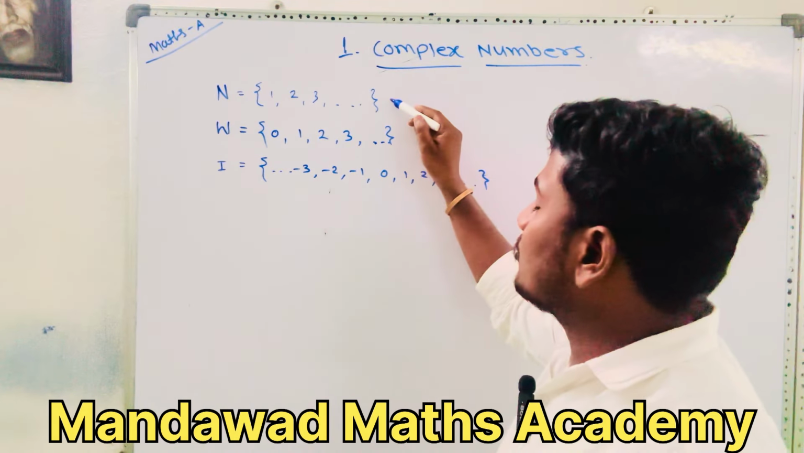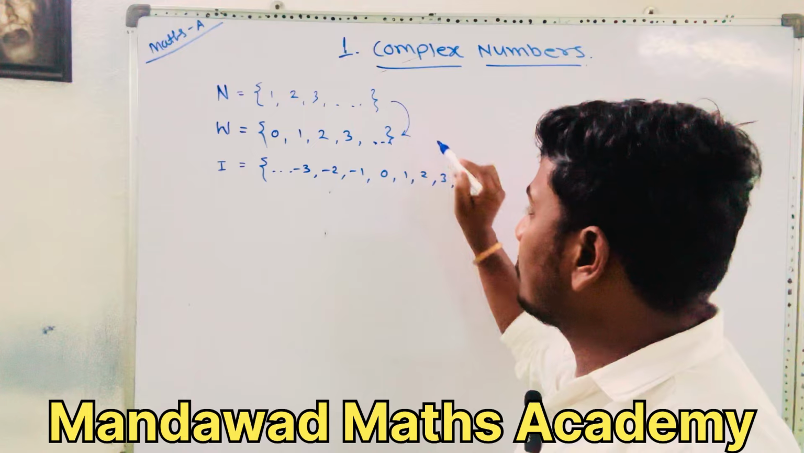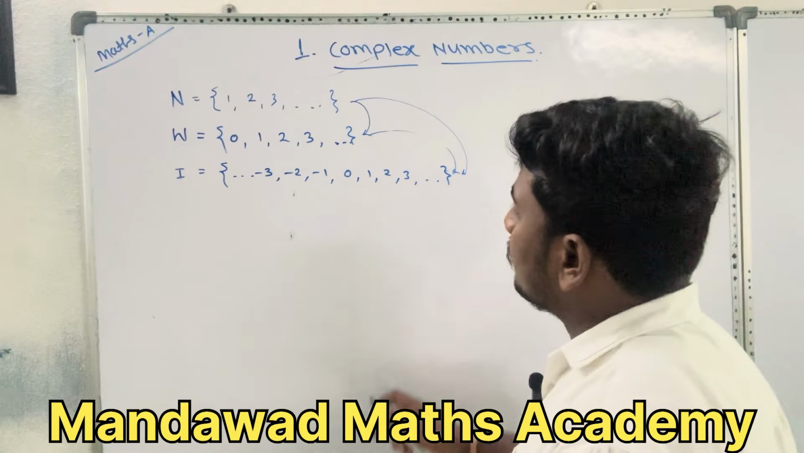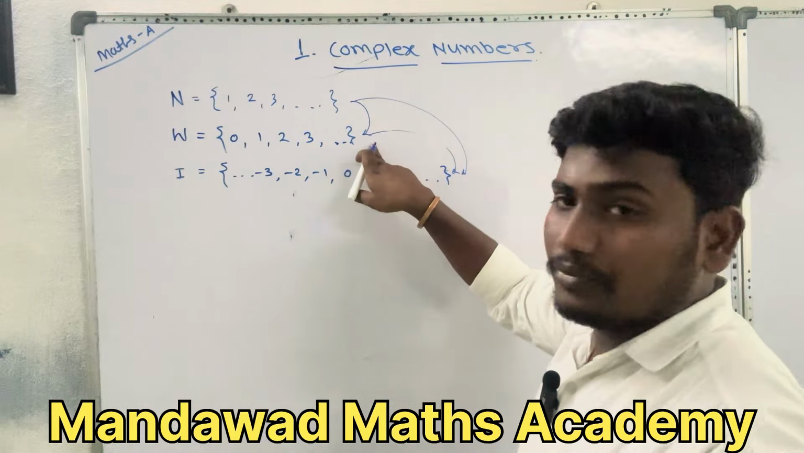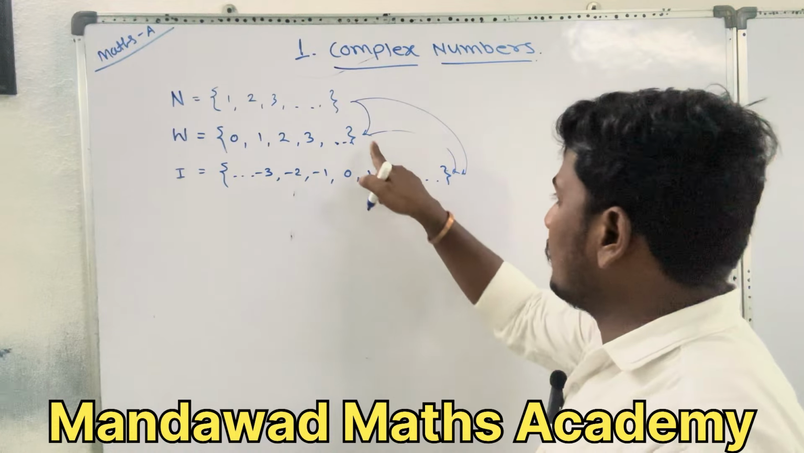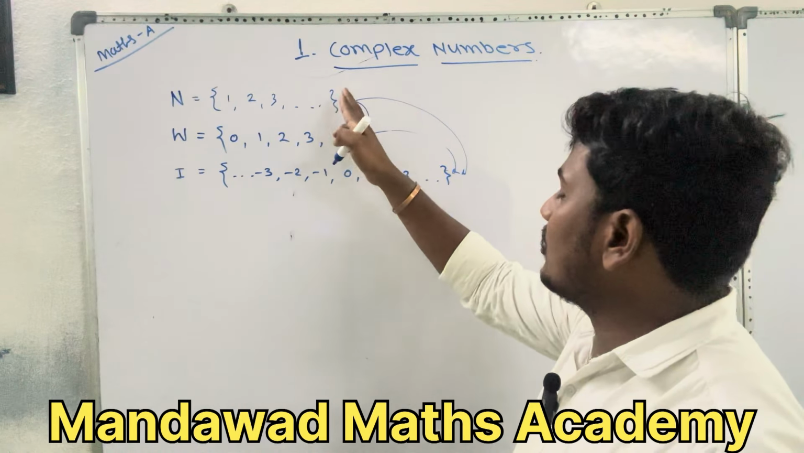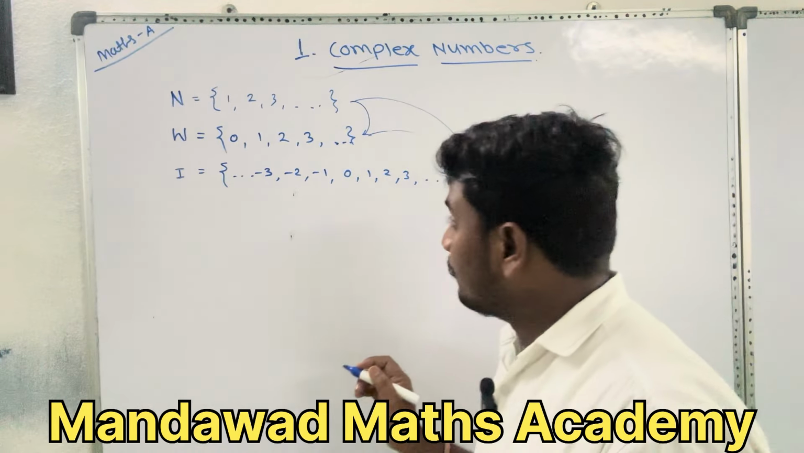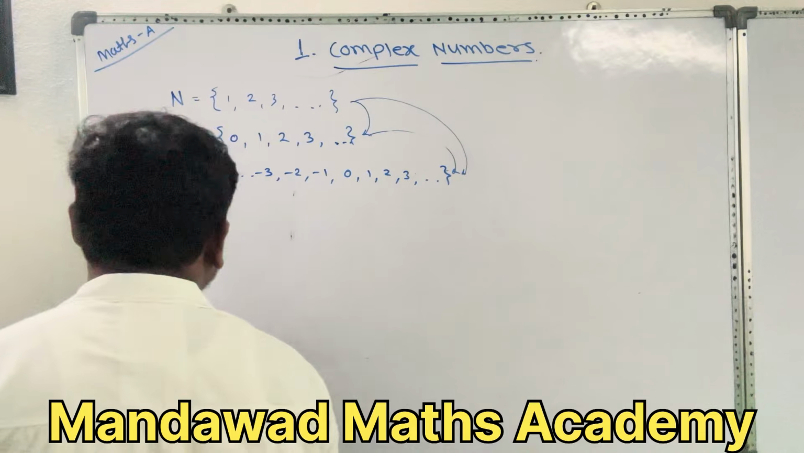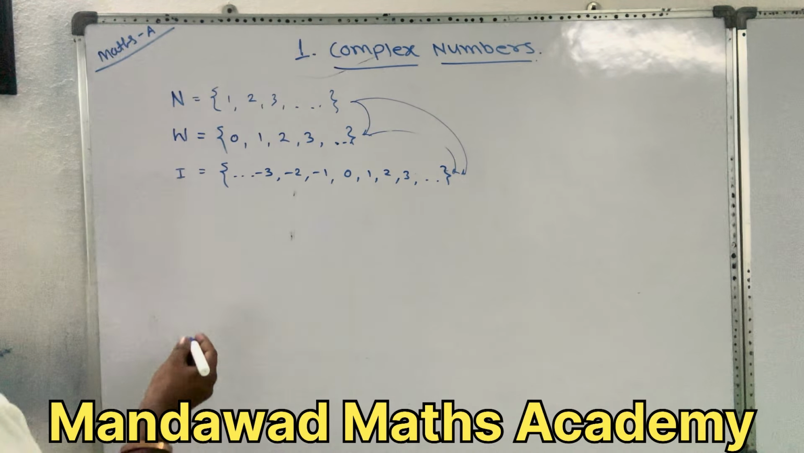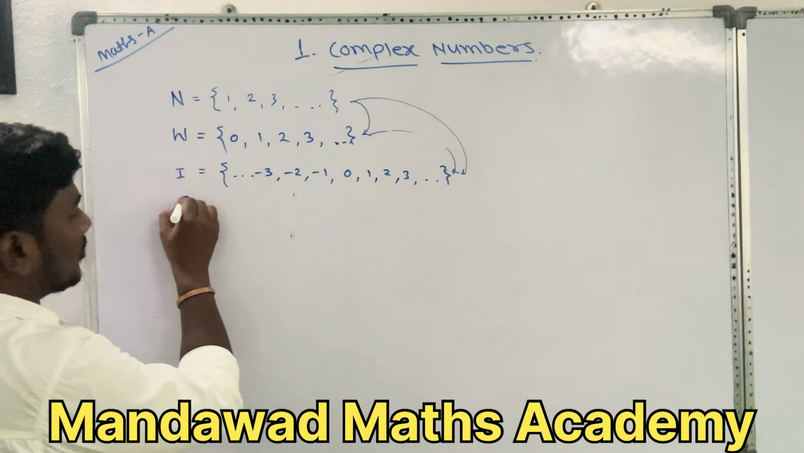So the set of natural numbers is a subset of the set of whole numbers, and the set of whole numbers is a subset of the set of integers. Similarly, the set of natural numbers is also a subset of the set of integers. By using these integers we form real numbers. Real numbers are generally denoted by R.